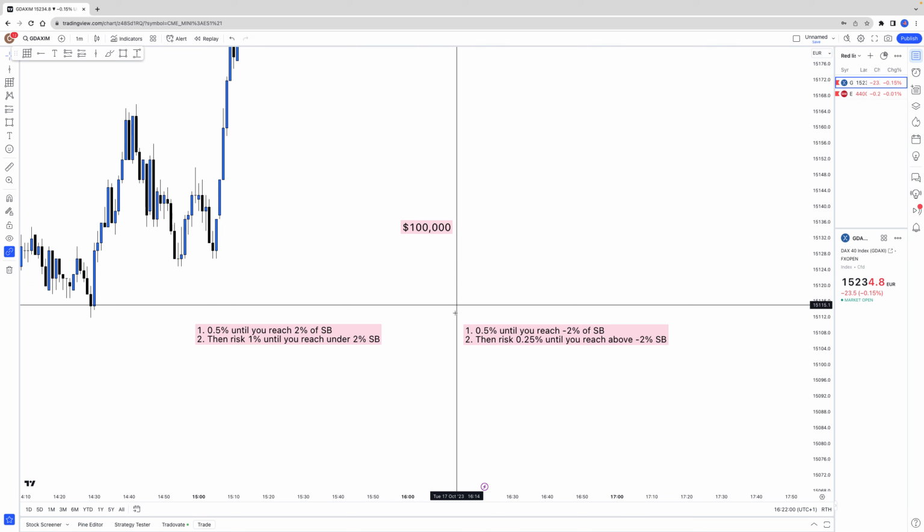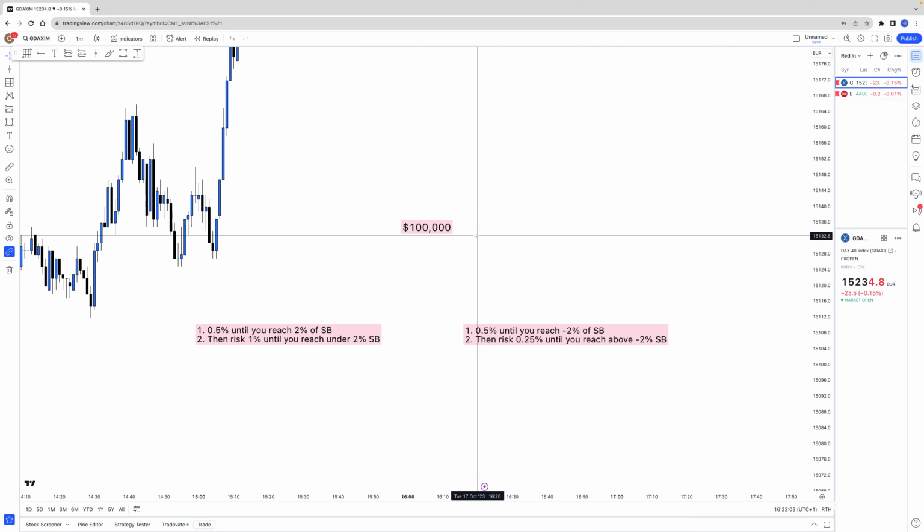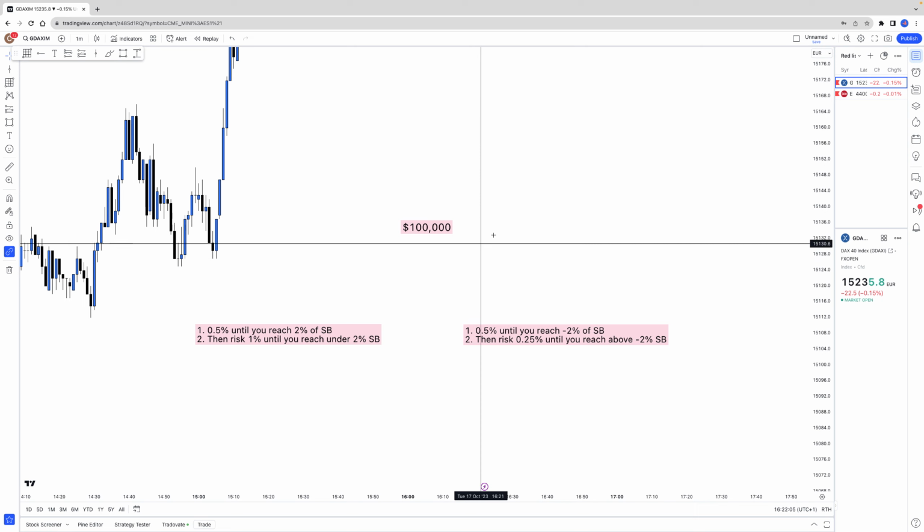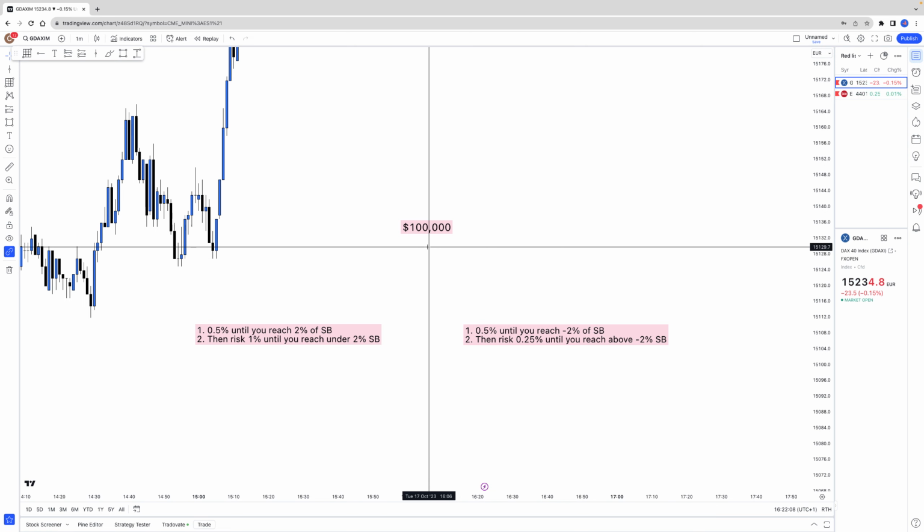Use this risk management dynamic risk. I can't even speak, bro. Damn, I went on a whole rant and I can't speak now. Anyways, so use this dynamic risk management strategy.